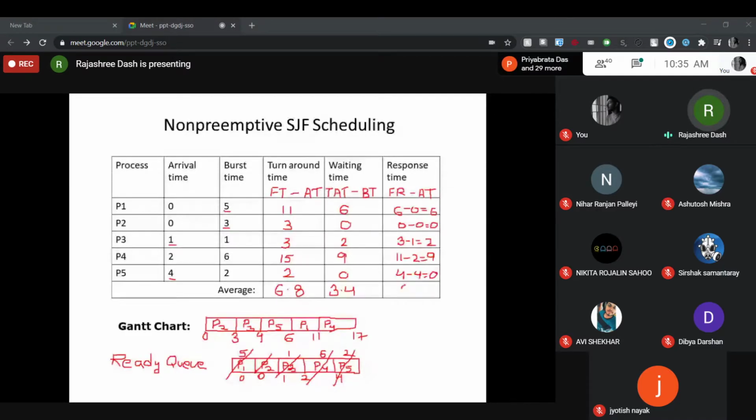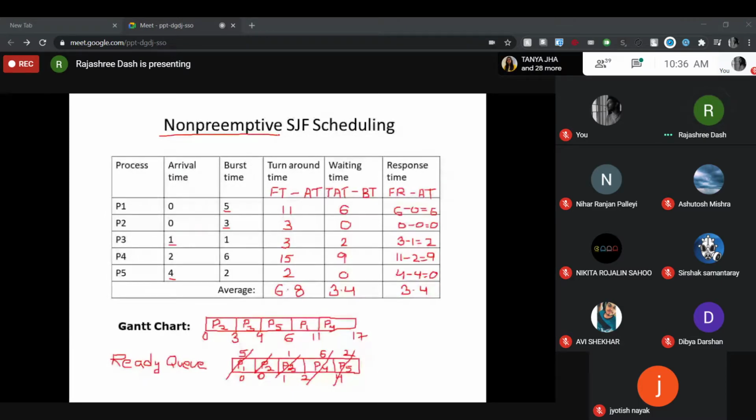3.4. Why is it same? Why are the response time and waiting time for this problem same? Can you tell me? Because it is a non-preemptive CPU scheduling. I have told you to make a note. Remember, for every non-preemptive CPU scheduling, the waiting time is same as its response time.